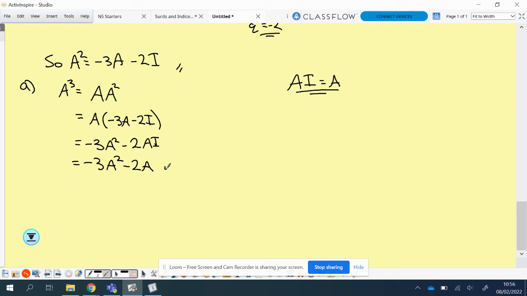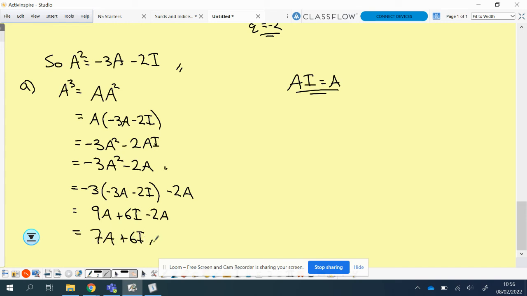So I'm not quite there yet, but I can now substitute back in for A squared, because I've got an A squared back out. So that's negative 3 multiplied by A squared, which is negative 3 lots of A minus 2I, minus 2A. That would give me 9A plus 6I minus 2A, which equals 7A plus 6I. So that's how I can write A cubed in the form of A and I.